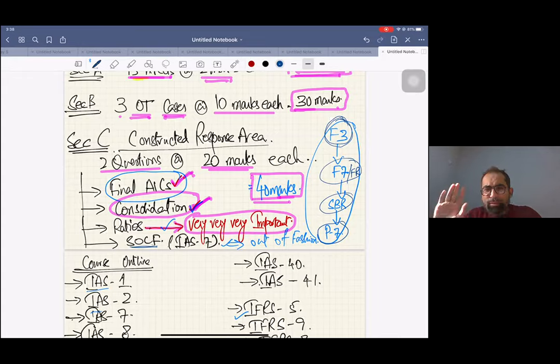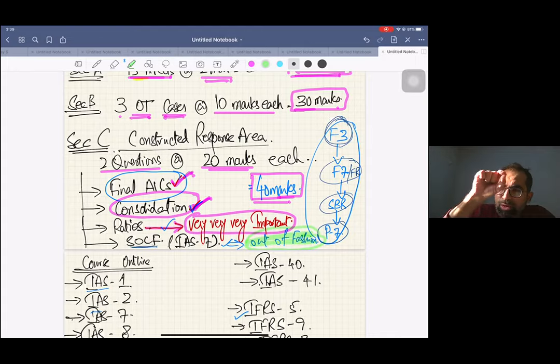But nowadays, over the last 4 or 5 years, this topic is out of fashion. Out of fashion means the feedback from students is that it's normally not coming in the last 40 marks, but sometimes an OT case of SOCF came. Sometimes with final accounts, they give you 7 or 8 marks to make the cash flow from investing activities or financing activities. So yes, it's part of the course, but it looks like it's out of fashion. But in a professional exam, you can't skip anything, so definitely we need to give time for this as well.